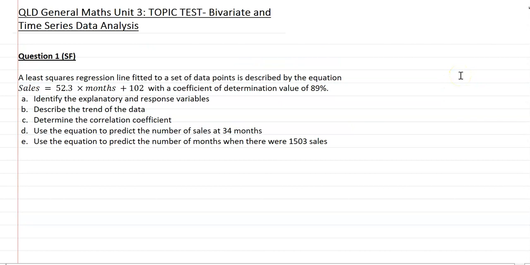Alright, starting with question 1, simple familiar. You're given a least squares regression line fitted to a set of data points described by the equation sales equals 52.3 times month plus 102 and an associated coefficient of determination value of 89%. Your job is to identify the explanatory and response variables, tell me the trend you're seeing in the data, determine the correlation coefficient, use the equation to predict the number of sales at 34 months, and use the equation to predict the number of months when there were 1,503 sales. Press pause and have a go.